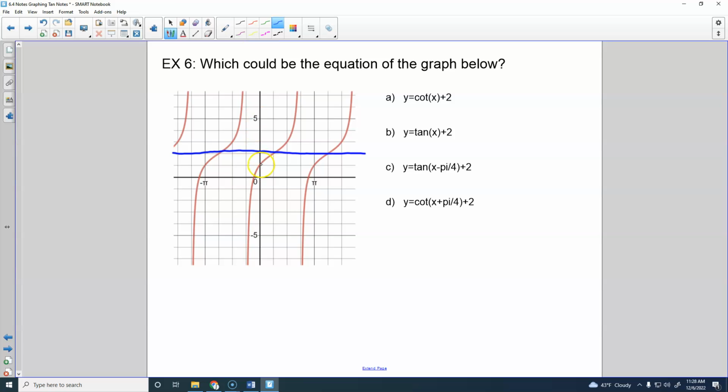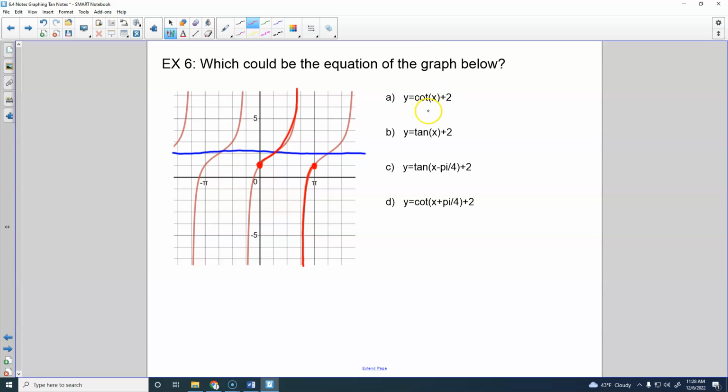And let's think about the period of this graph. If I look at the y-intercept and I trace until I get back to start this to repeat, what is the period for that graph? It's pi. So I don't have any numbers in front of my x, which I didn't anyway, right?